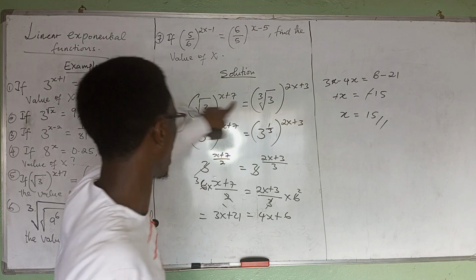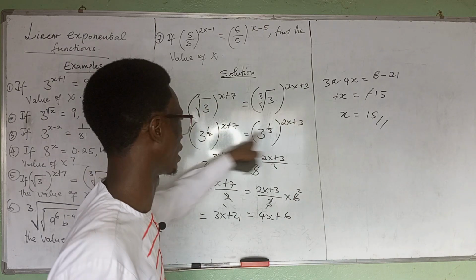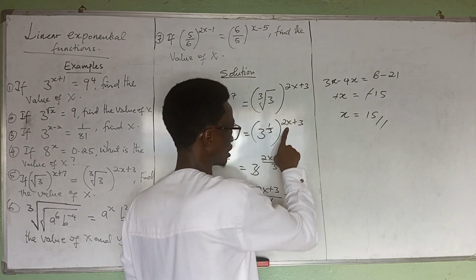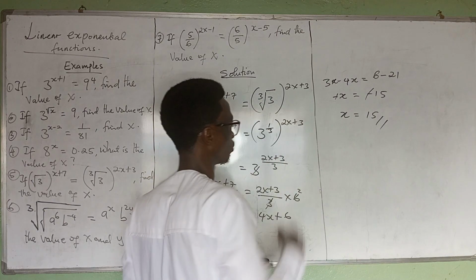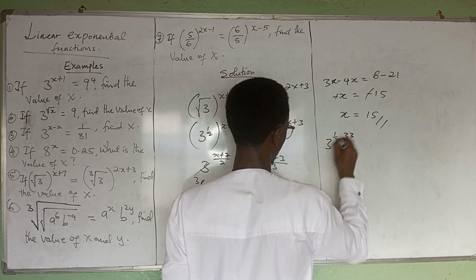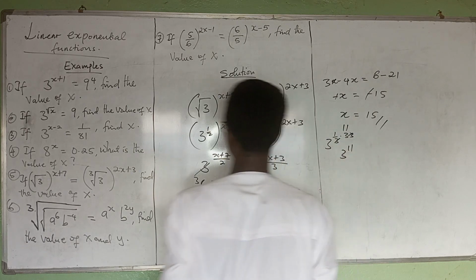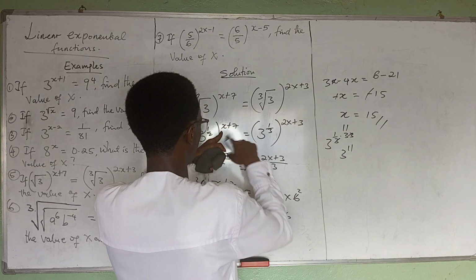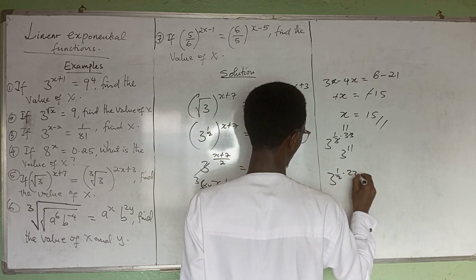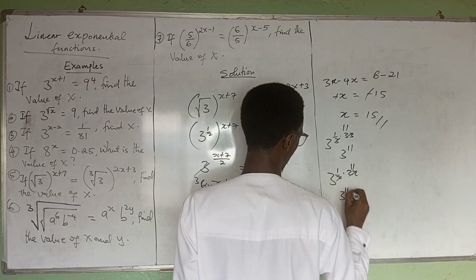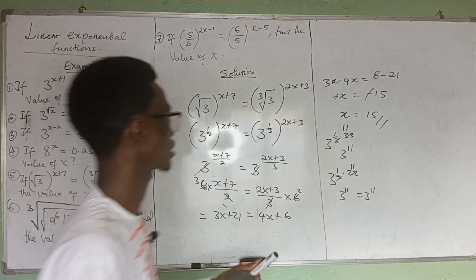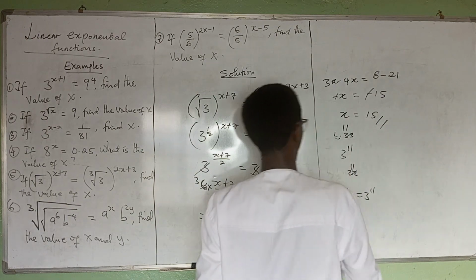Now remember, just use this one and plug in the 15. 2 times 15 becomes 30, and 30 plus 3 becomes 33. So the whole of this becomes 3 raised to the power 1 over 3 multiplied by 33, which becomes 11. So 3 raised to the power 11. Check the other side: 15 plus 7 becomes 22. So you have a half multiplied by 22, which is 11. So you have 3 raised to 11 on both sides, which means our answer is correct. x equals 15. Okay, so let's look at the next.